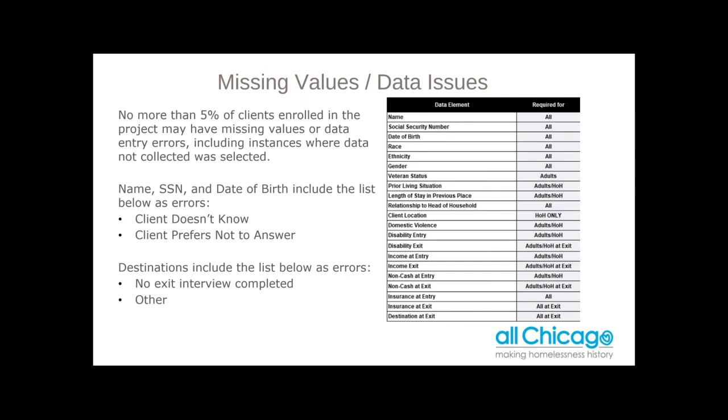Name, social security number, and date of birth include the errors below: client doesn't know and client prefers not to answer. In these instances, those will be counted as an error also. So for name, social security number, and date of birth, if they choose data not collected, client doesn't know, or client prefers not to answer, those will be considered errors in addition to just missing values.